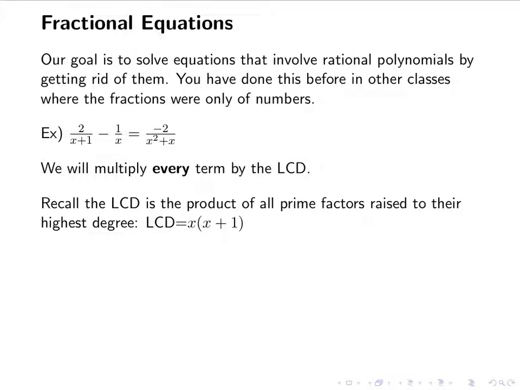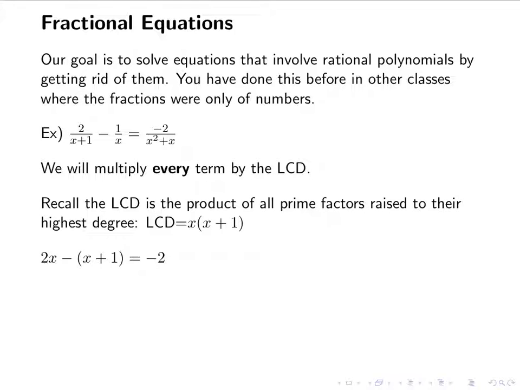So for instance, let me get a marker. X squared plus x becomes x times x plus 1. It has a GCF. So our prime factors are x plus 1 and x, and they are all raised to, at most, the 1. So our LCD is x times x plus 1.